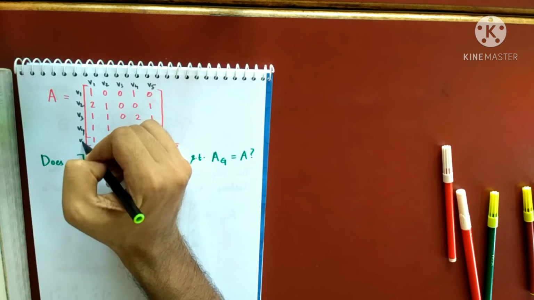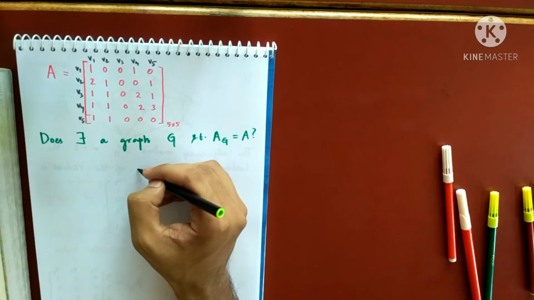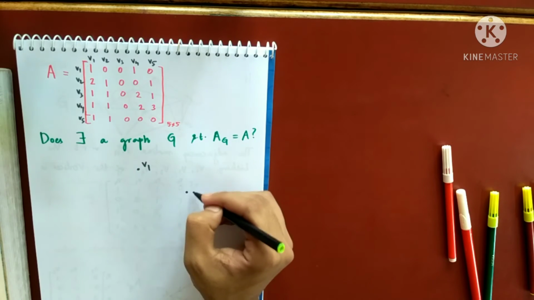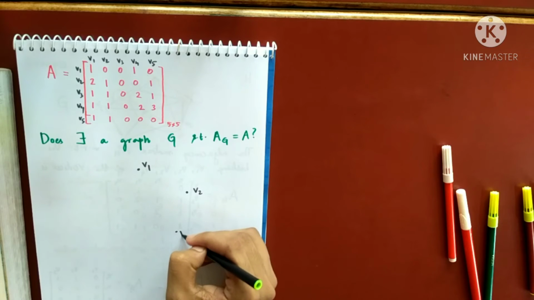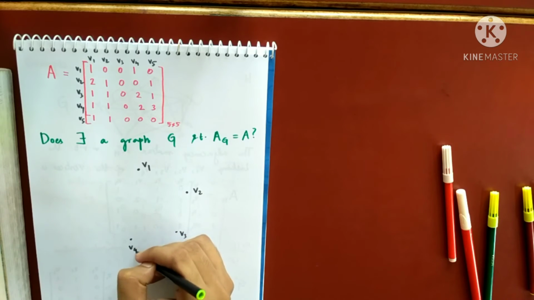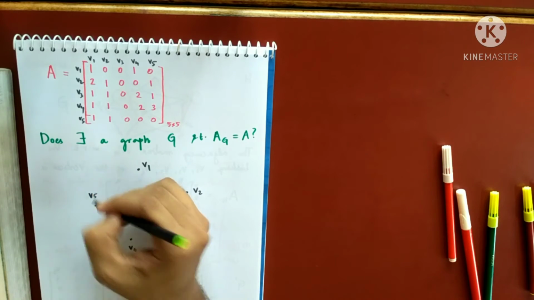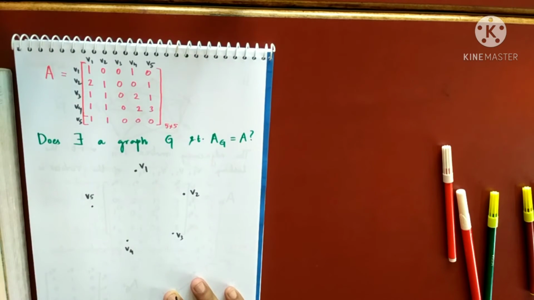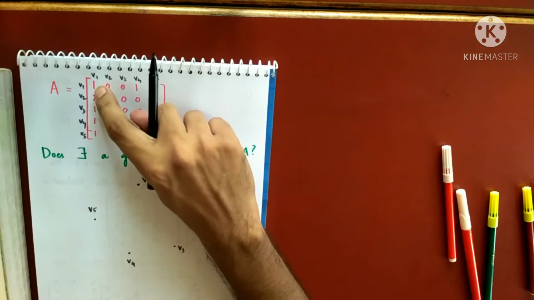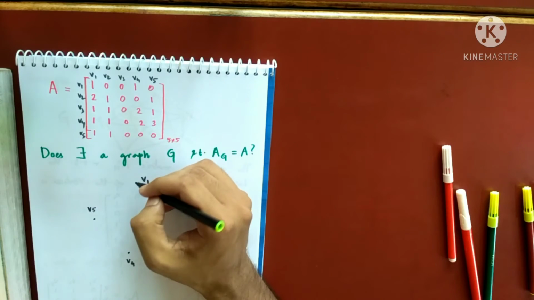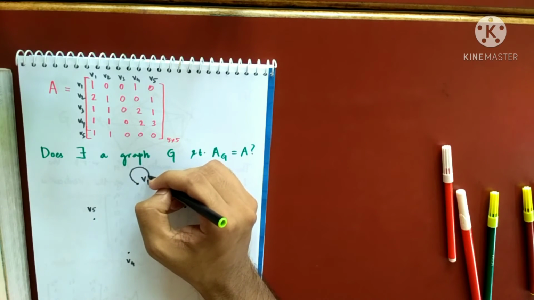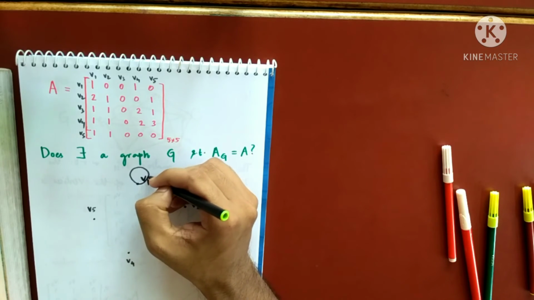Now try to draw this graph. You can write any 5 vertices anywhere you like: V1, V2, and suppose I am writing here V3, V4, and V5. Now try to draw the graph. How? V1 to V1, there is a loop because there is an entry 1. So you draw a loop at V1. Okay, right? I am drawing a loop at V1.